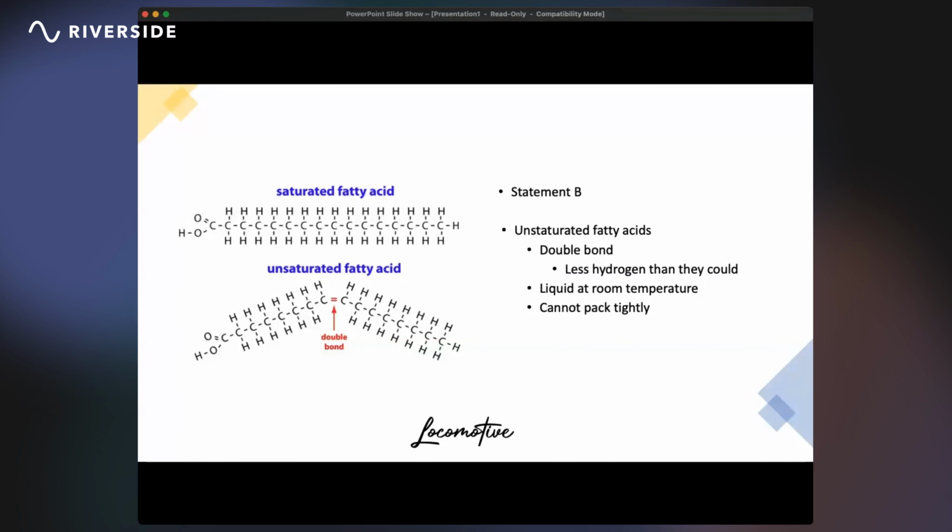But why? Because the kinks where the double bonds are located prevent the molecules from packing together closely enough. So it's the reason that the unsaturated fatty acids are liquid. They are not solid at room temperature.